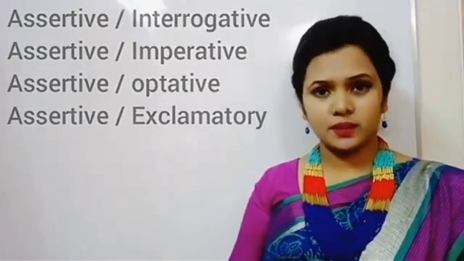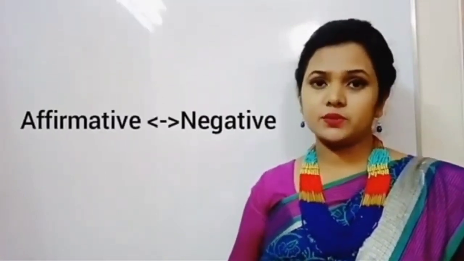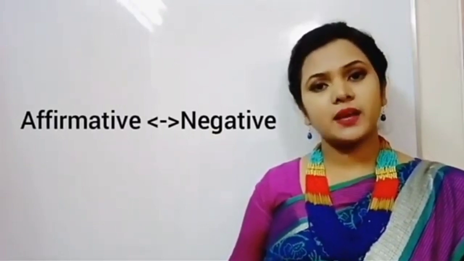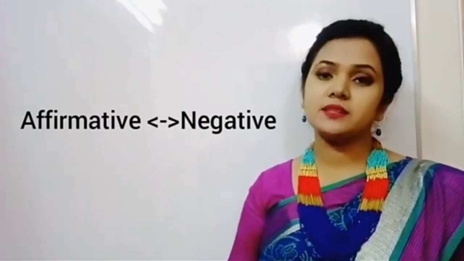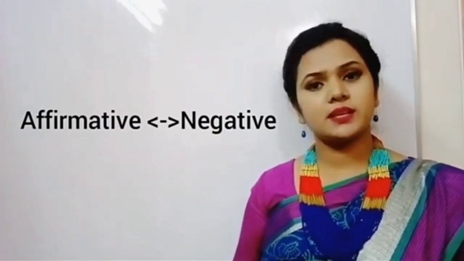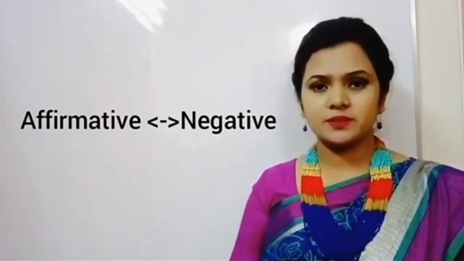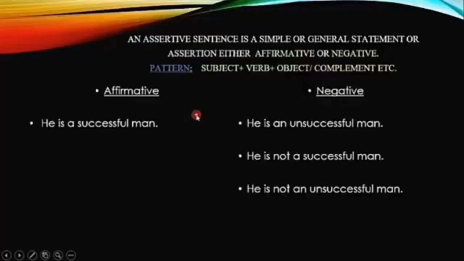Now we are going to talk in detail about how we are going to change the sentences from one to another. We are going to discuss in detail how affirmative sentences change into negative, and similarly the same rules should be applied to change a negative sentence into affirmative. So let's check out. The first transformation that we see is inside the assertive sentence. An assertive sentence is a simple or general statement or assertion, either affirmative or negative. Actually, there is one affirmative form and a negative form of an assertive sentence.